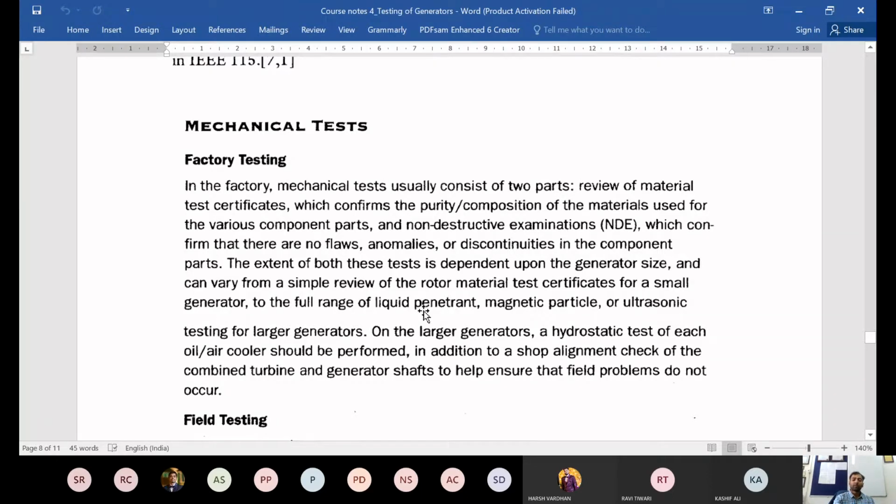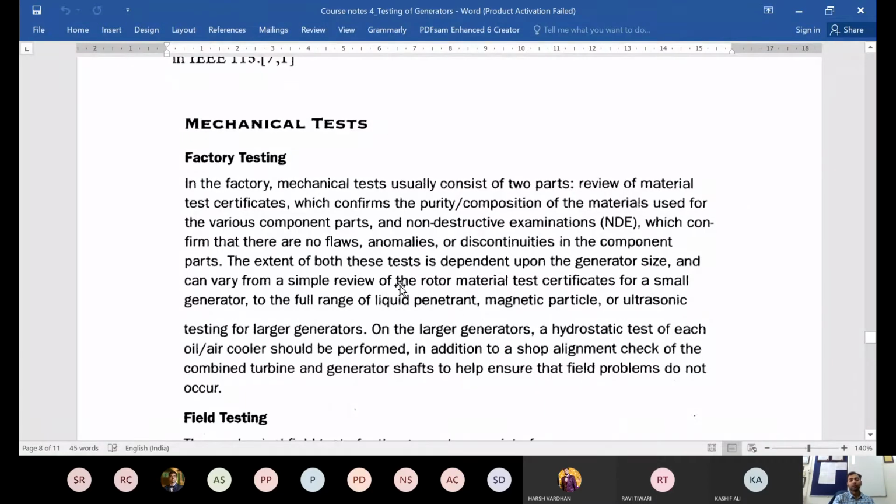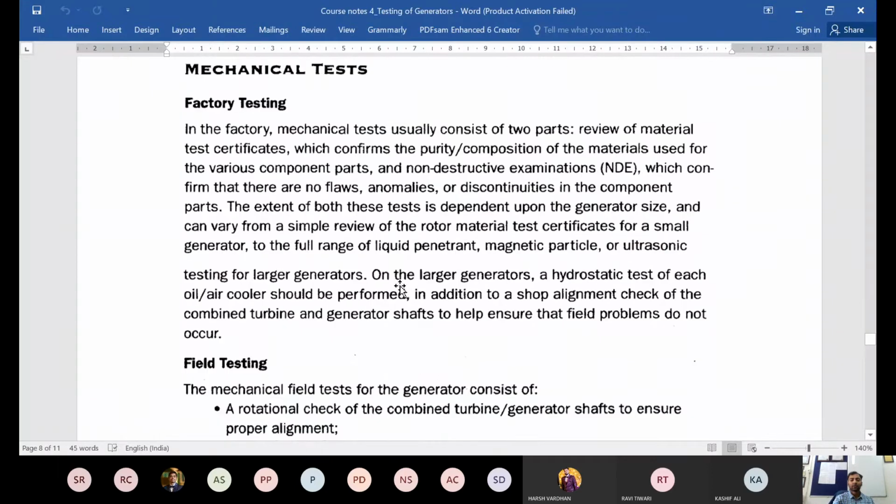Whereas for the medium range, you have the NDE tests, and for large generators, people go for the testing of the cooling side. I think also the hydrostatic testing of the cooling equipment, and the alignment of the turbine and generator shafts, can also be undertaken. So those are usually the factory tests, the mechanical side.